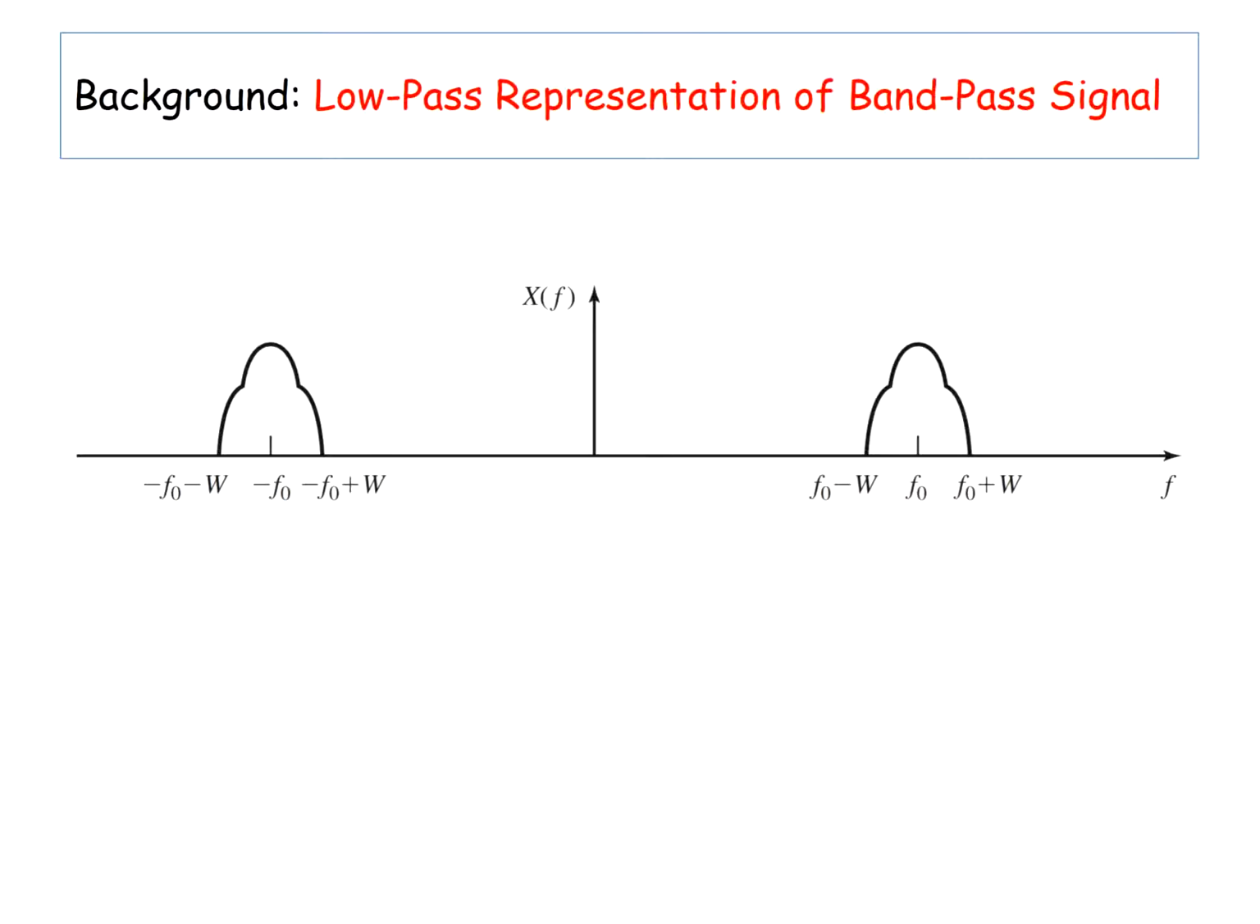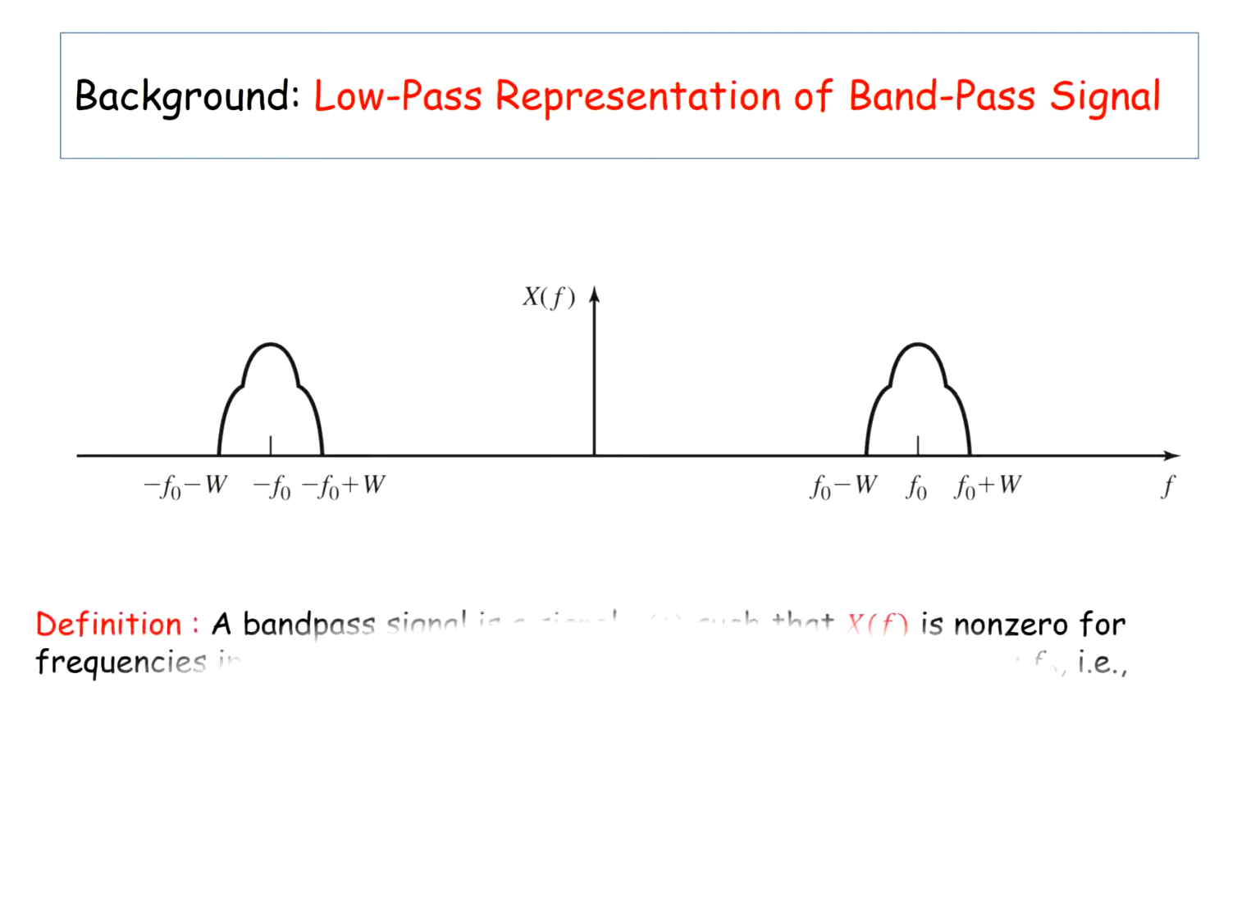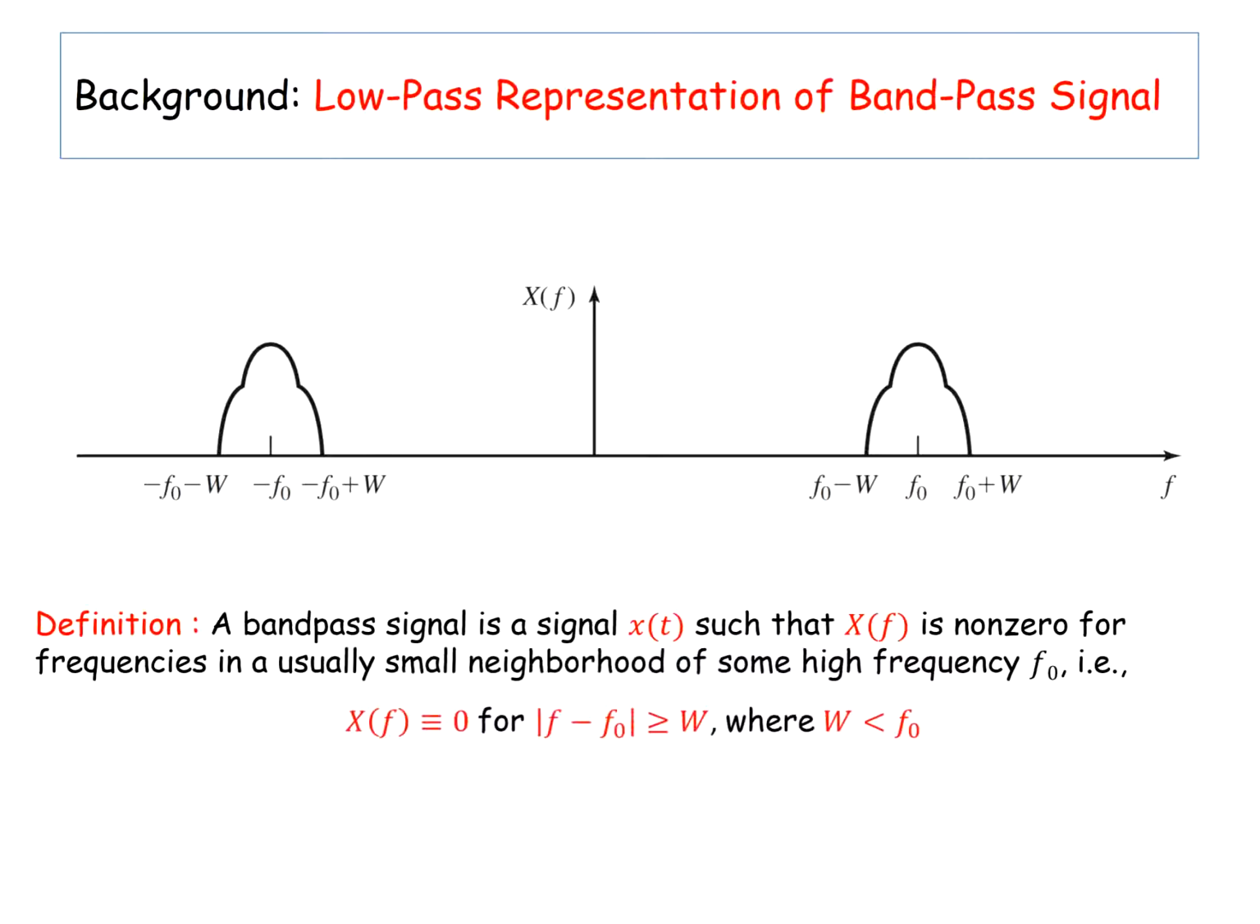In this slide, we will try to develop the low-pass representation of a bandpass signal, shown in the figure. The formal definition is given here. A bandpass signal is a signal such that its Fourier transform is non-zero for frequencies in a usually small neighborhood of some high frequency, like f0. Note that the bandwidth of the bandpass signal is 2W, and W is much less than f0.